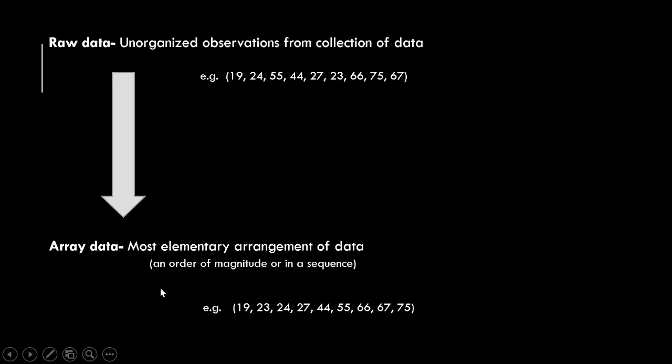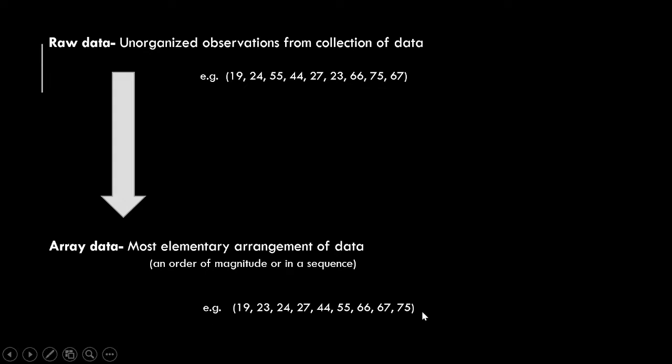The classification of data implies conversion of raw data into an array data. This is the most elementary arrangement where raw data is converted in an order of magnitude or in certain sequence. The example of raw data does not have any sequence. However, after the conversion of raw data into array form, they are arranged in the ascending order.